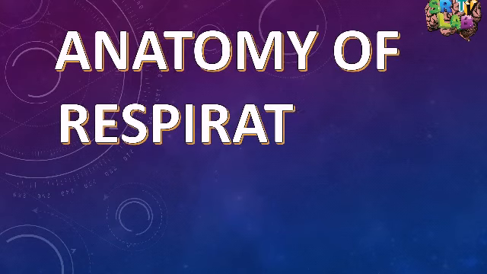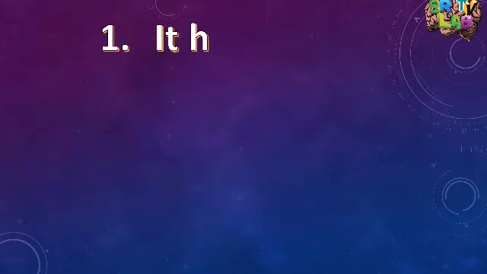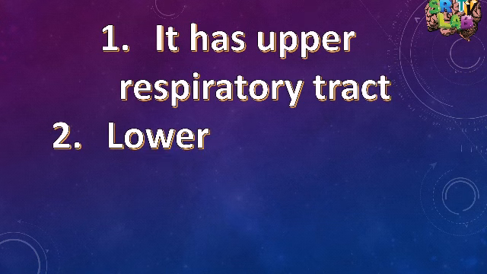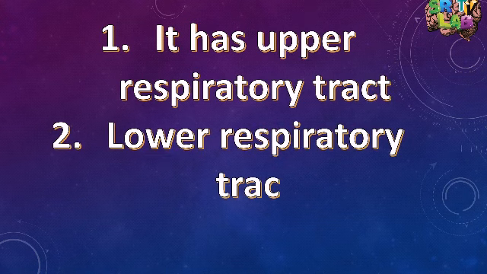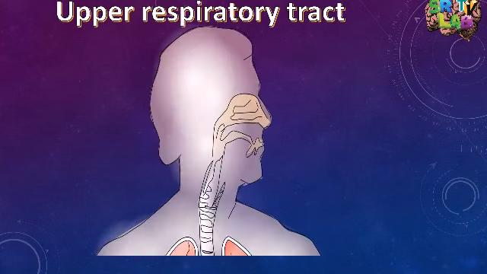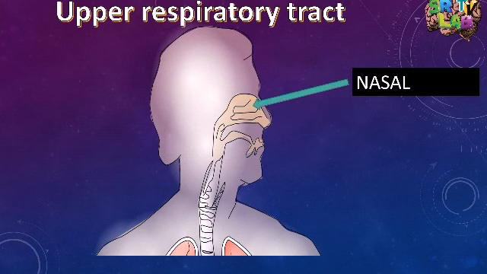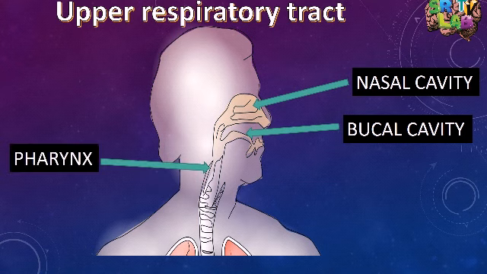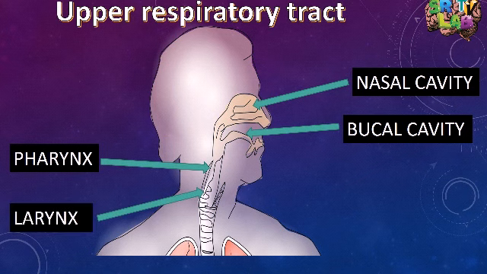Guys, let's see the anatomy of the respiratory system. The respiratory system has two main parts. It has the upper respiratory tract and the lower respiratory tract. So the upper respiratory tract is made up of the nasal cavity, or the cavity of the nose, the oral cavity, or cavity of the mouth, the pharynx and larynx. So we are going to see this upper respiratory tract in detail.